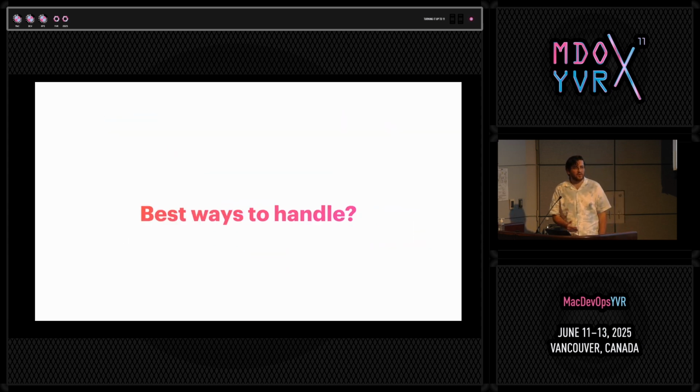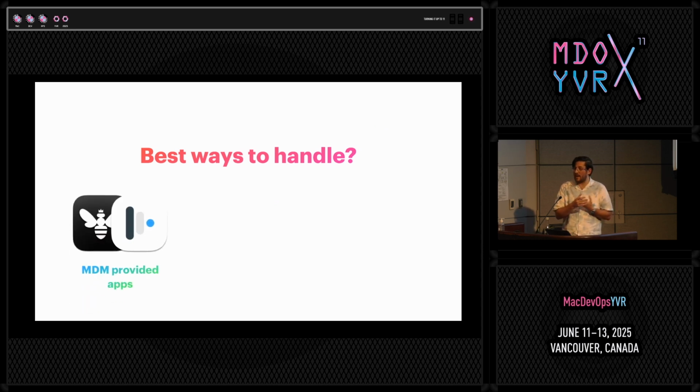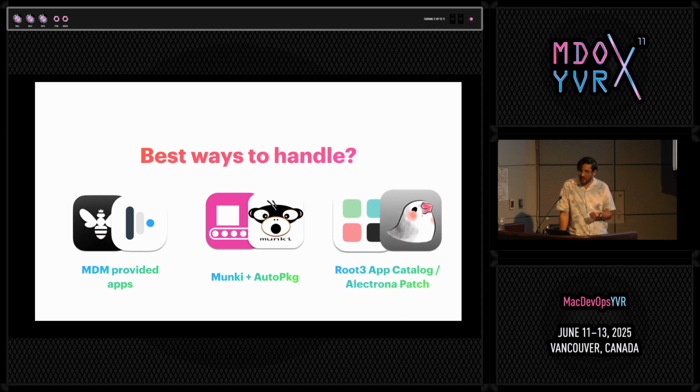So what are the best ways to handle these issues? There are three primary ones. You can use MDM-provided apps, ones that the MDMs themselves are going to manage and keep updated. My personal favorite is using Munki and AutoPkg, building your own pipelines to make sure your apps are up to date. And the third one, which I feel is most useful for smaller organizations, is using either Root3's App Catalog or Electrona Patch. They're not Munki, but you can think of them as a service that will manage these apps for you, and they're MDM independent, so you can push this into any MDM you want.